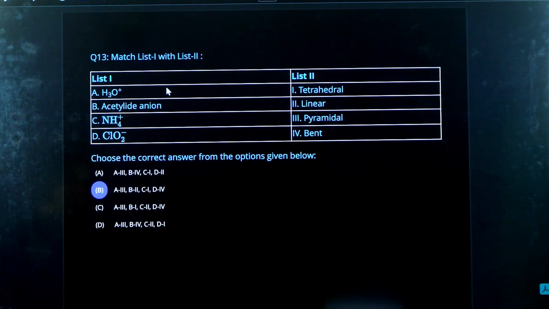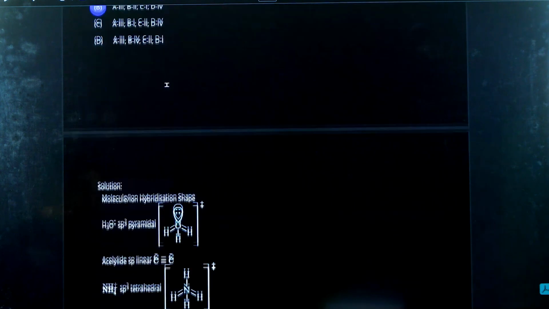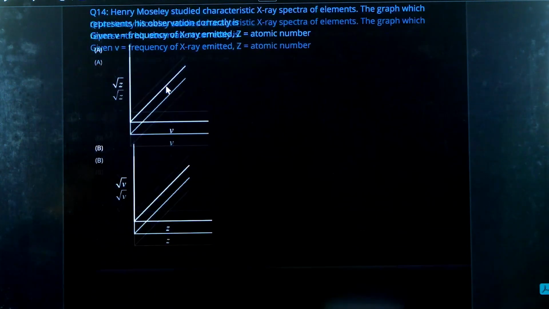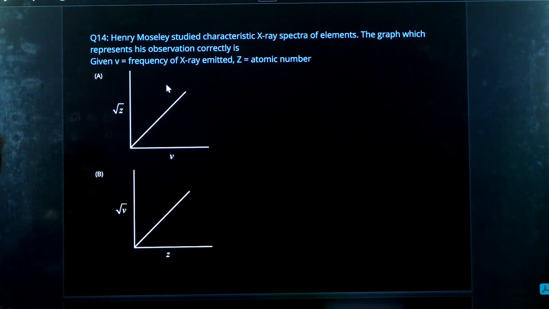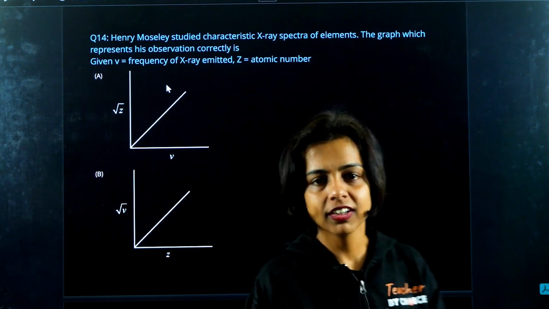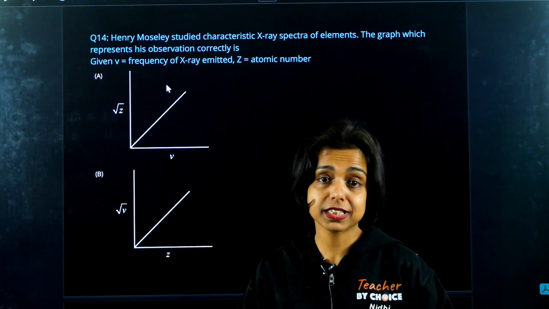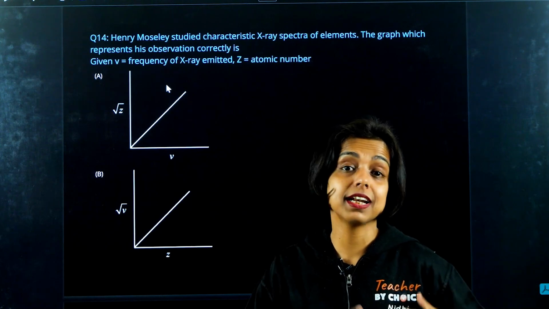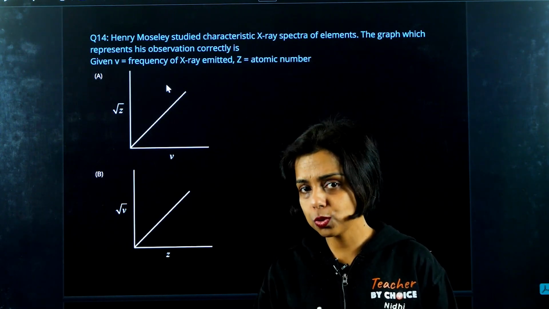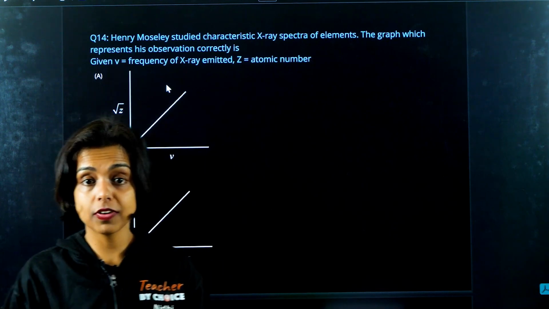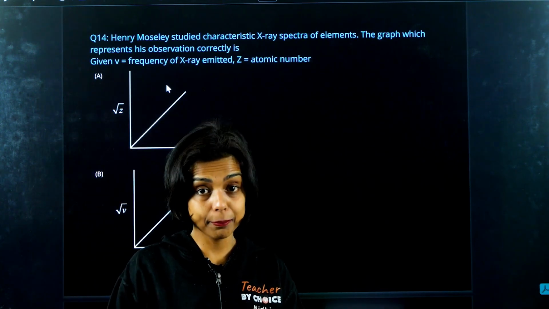First, A is pyramidal, B is linear, C is tetrahedral, and D is bent. Got it, guys? You can check the shapes also. Yes? Okay. Now, a very easy, very direct question. Here we have: Henry Moseley told us that the fundamental property of an element is atomic number. While doing his X-ray diffraction experiment, he got to know that the fundamental property on which the behavior and the properties of an element depend is its atomic number.